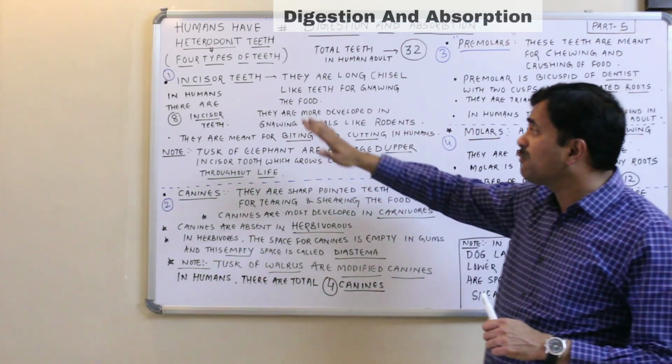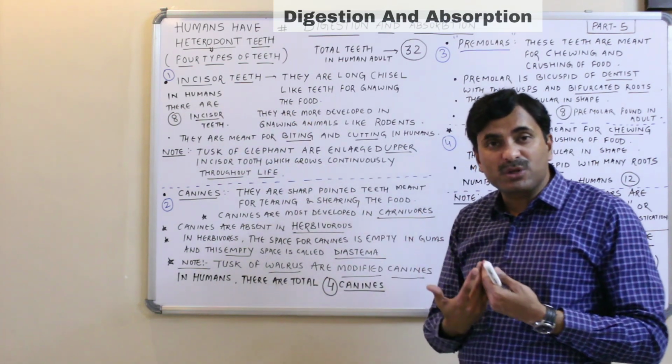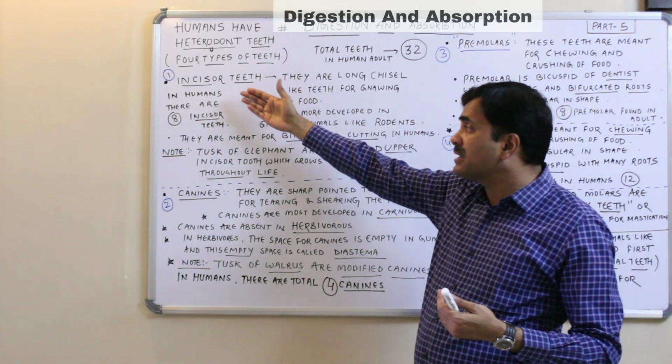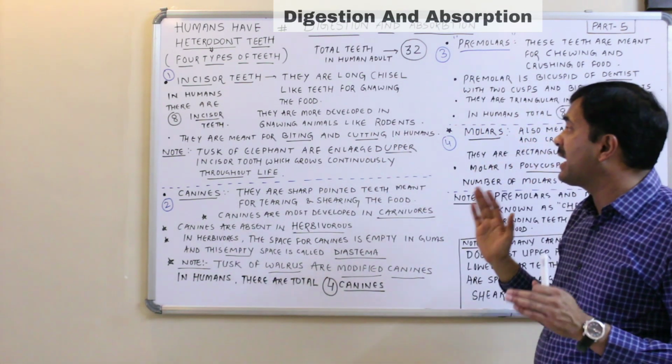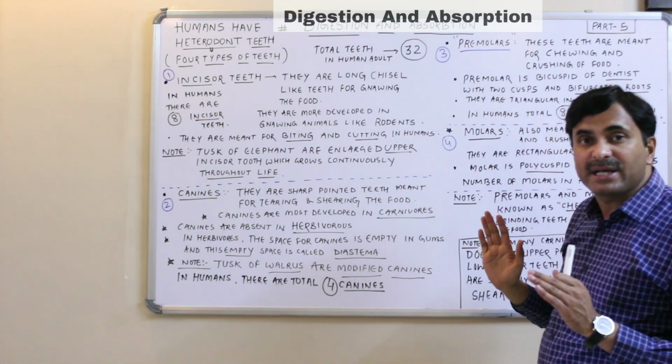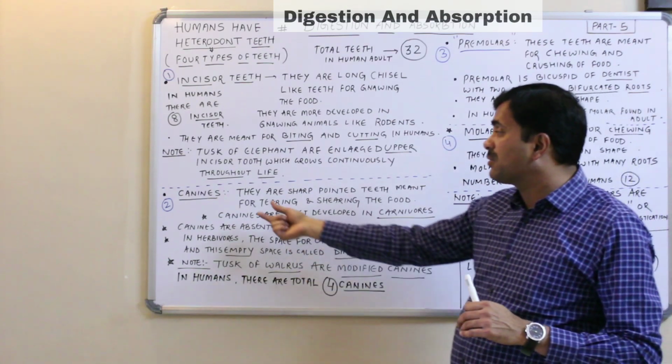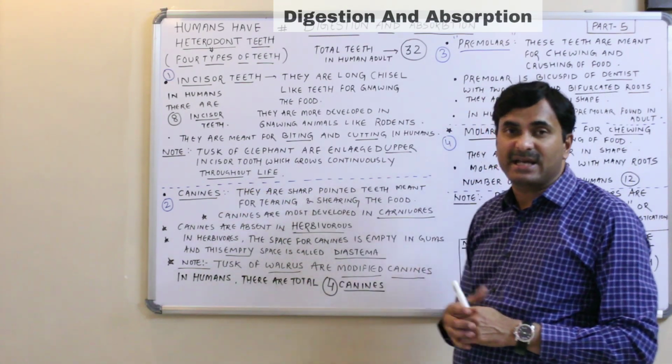Fine. So if I talk about human beings, the number of incisor teeth is total 8, and they are meant for biting and cutting. Now the second type of teeth, known as the canines.